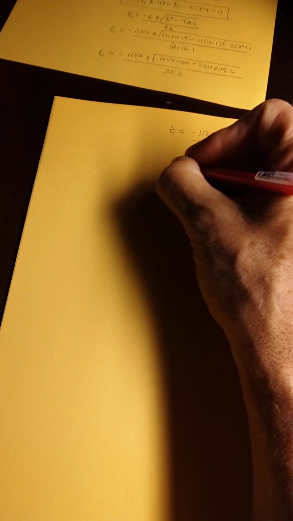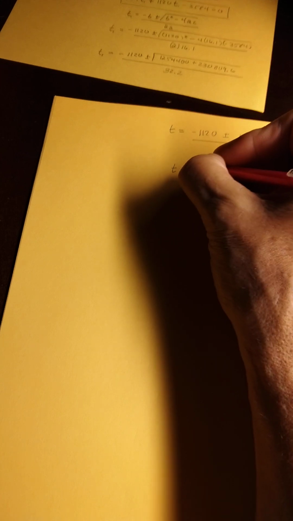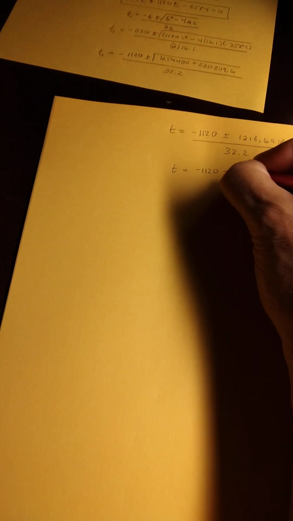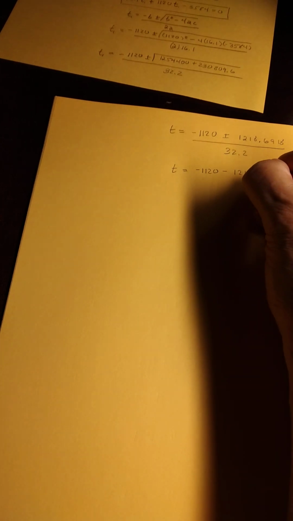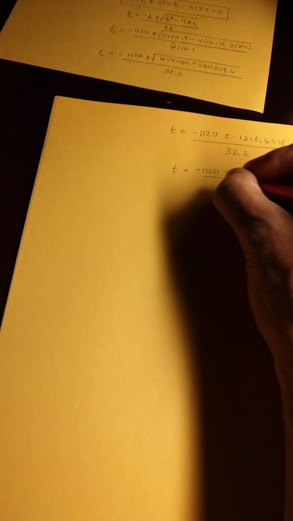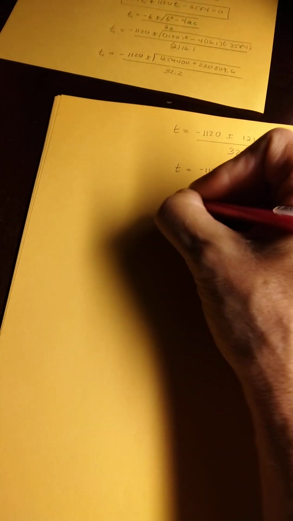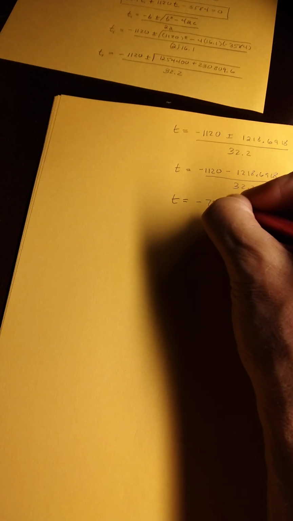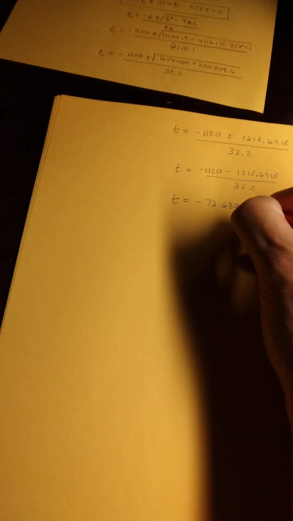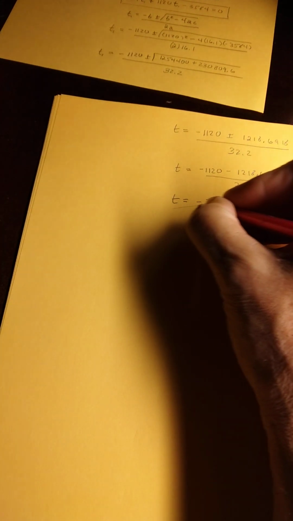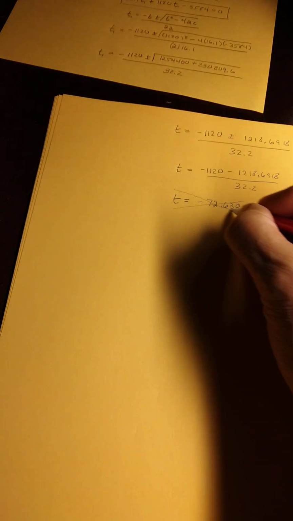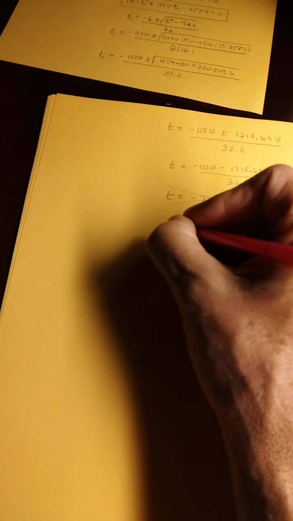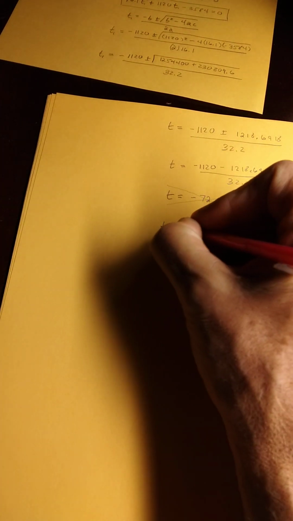This would be t is equal to negative 1120, we're going to say minus 1218.6918, divided by 32.2. We get t is equal to negative 72.630. Well, there's no such thing as negative time, at least not in this problem. Maybe in Einstein's theories of relativity, maybe, but not in this particular problem. So let's go with our next equation.